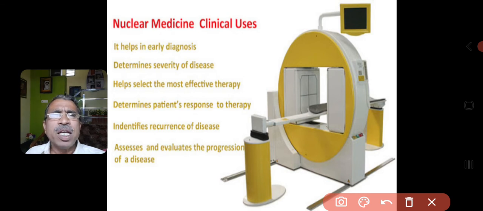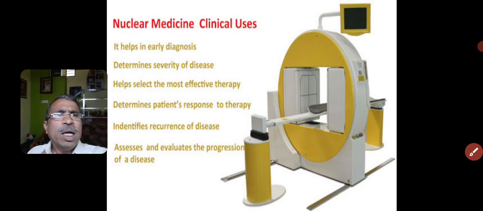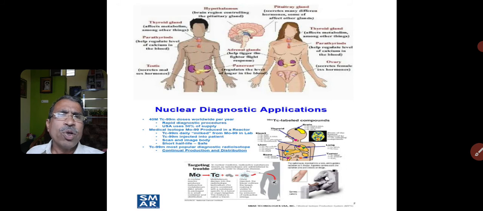That's why it is said to help in early diagnosis, determine the severity of diseases, help select the most effective therapy, determine the patient's response to therapy and identify recurrence of diseases. So like this, MRI is a very useful technique. Here is a slide where I have shown the nuclear diagnostic applications and also the various other radioisotopes used for controlling the hormone systems in the body. The body produces so many hormones, and all these hormone regulations can be controlled with the help of radiotherapy.